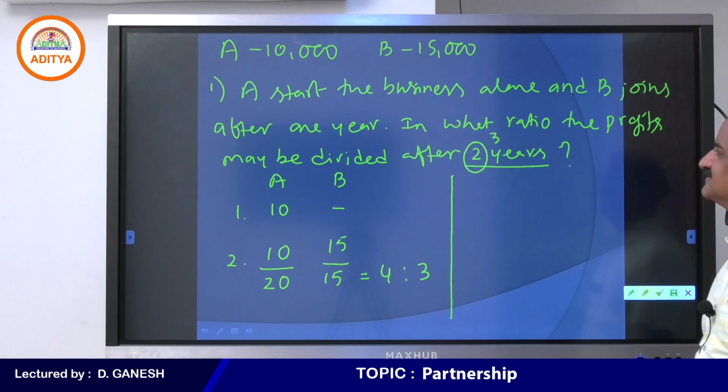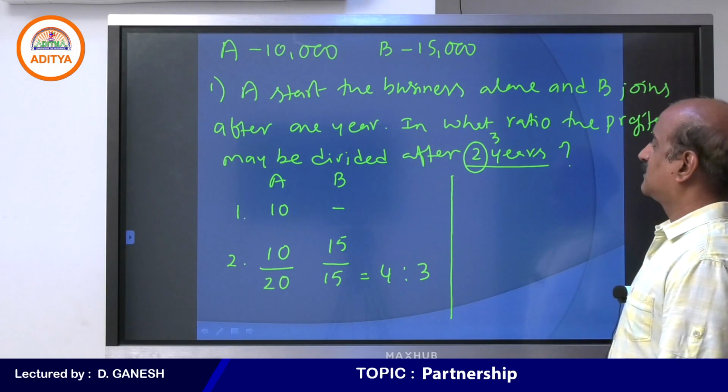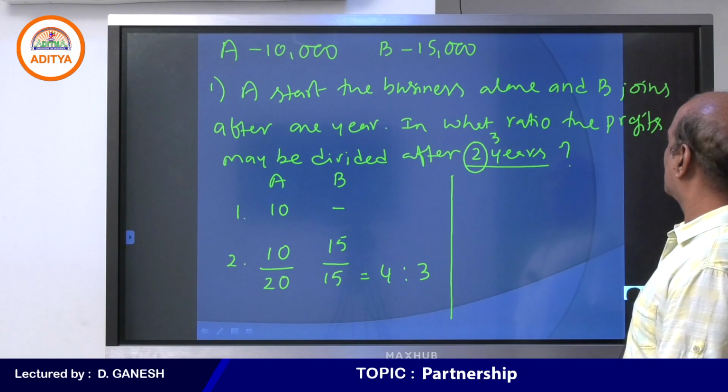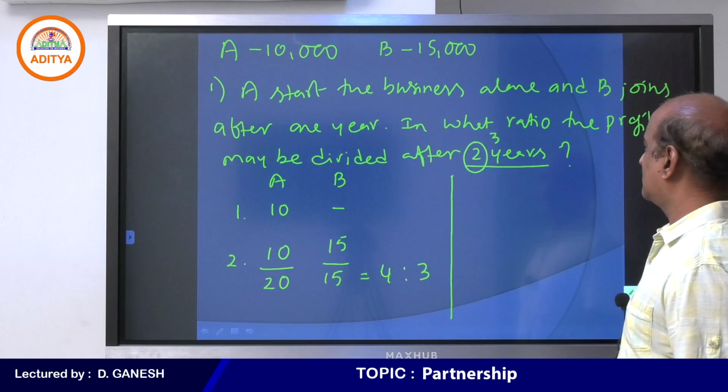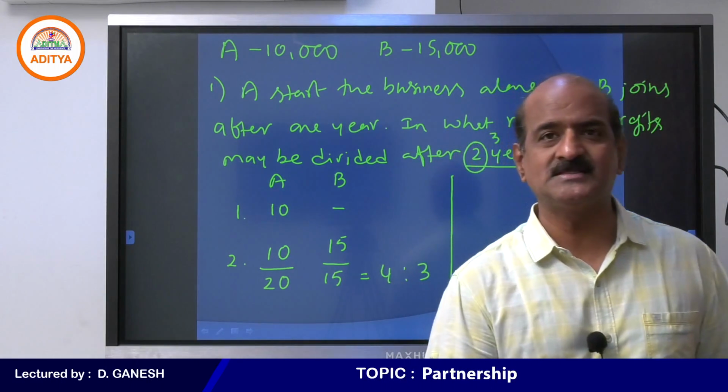A starts the business alone and B joins after 1 year. In what ratio may the profits be divided after 3 years? If the same question is given to you, please respond.